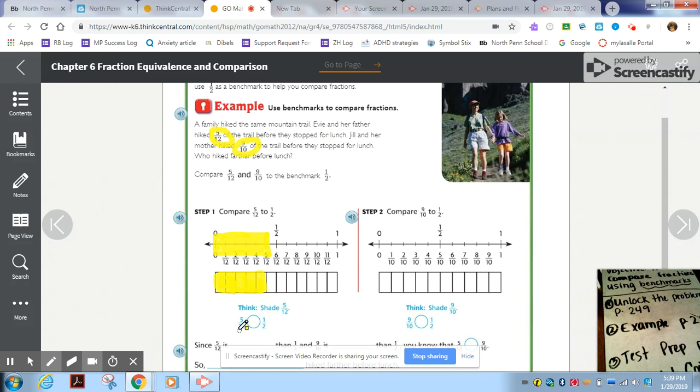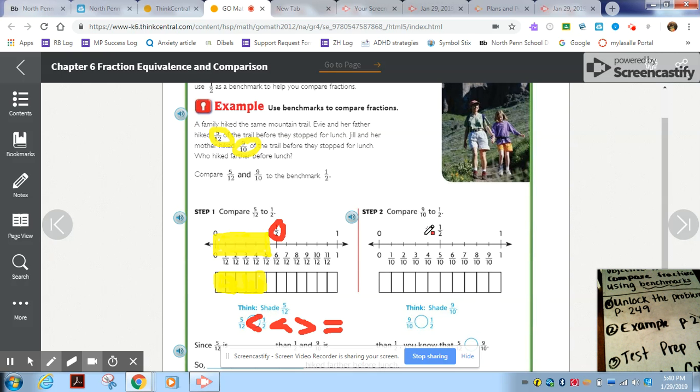Is 5/12 less than, greater than, or equal to 1/2? Well, let's look with our eyes. Here's 5/12 and here's 1/2. So is 5/12 less than 1/2? Yes. It's smaller. See, here's 1/2 right there, and 5/12 is a little bit smaller than 1/2. Okay. So 5/12 is less than 1/2, but we're not done.